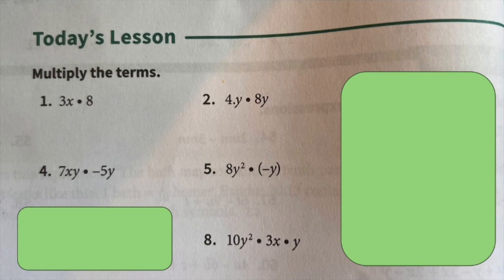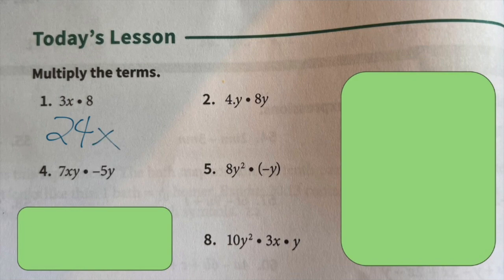All right. I have 8x and 3x and 8. What can I combine? You can combine the 3 and the 8. What's 8 times 3? 24. 8 times 3 is 24. So 24 and 24x. I'm done.